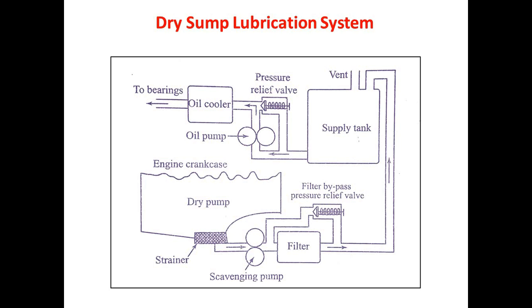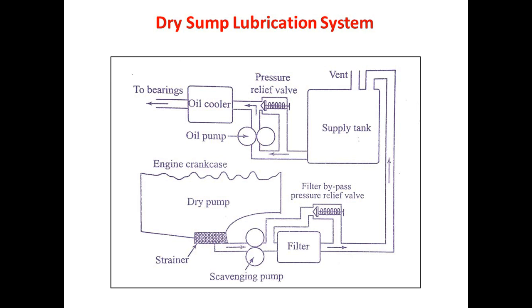Now we will see what the dry sump lubrication system is. In the schematic, you can see that there is a supply tank, an oil cooler, a dry sump, and a filter. There are two different types of pumps utilized in this lubrication system. One is the oil pump and the second one is the scavenging pump. Generally, the scavenging pump has more capacity than the oil pump.